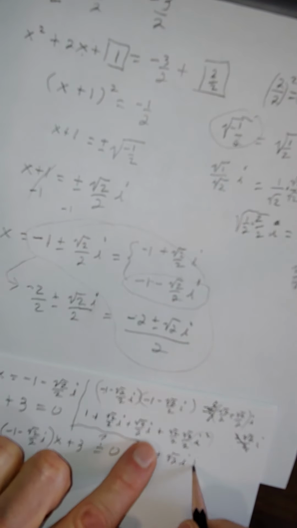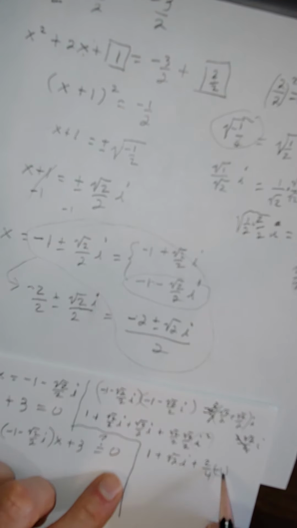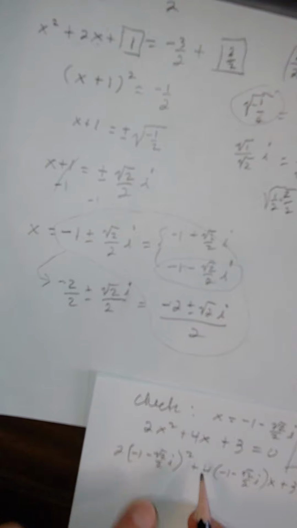And then this one, plus square root of 2 times square root of 2 is 2. 2 times 2 is 4. i squared is negative 1. So that's minus 1/2. So this is minus 1/2. So we have 1 minus this 1/2, 2 over 4 reduces, plus square root of 2 times i. 1 minus 1/2 is 1/2, so we get 1/2 plus square root of 2 times i. That's what we get when we square that.